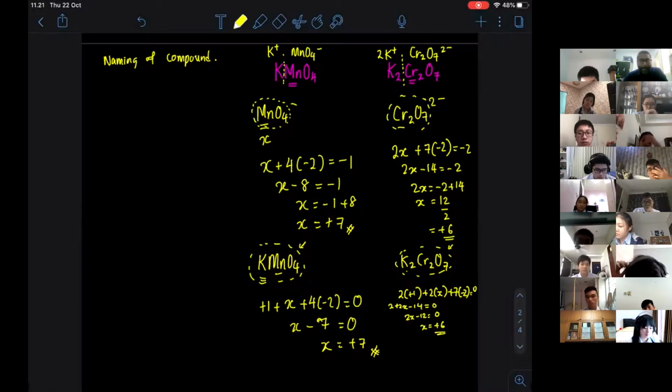Thompson? No, sir. Okay, so I will continue a little bit. Later we'll actually do some more calculations, but I'll continue about the naming of compounds.